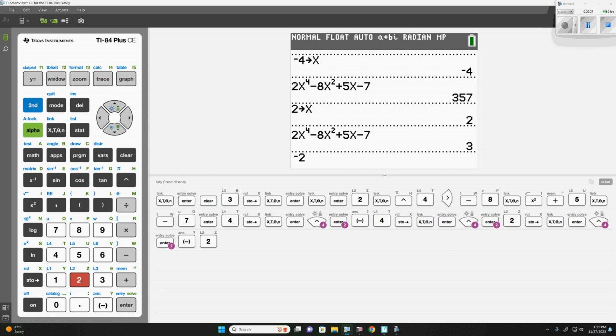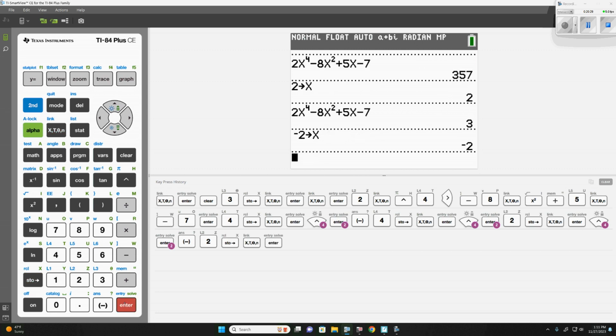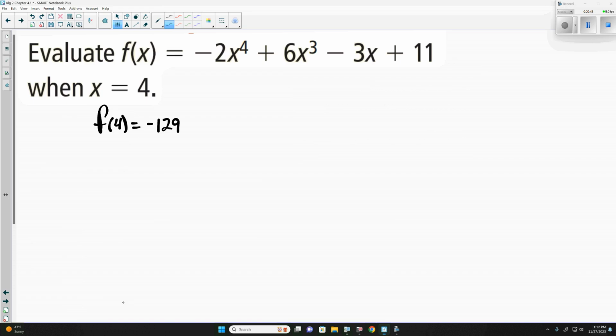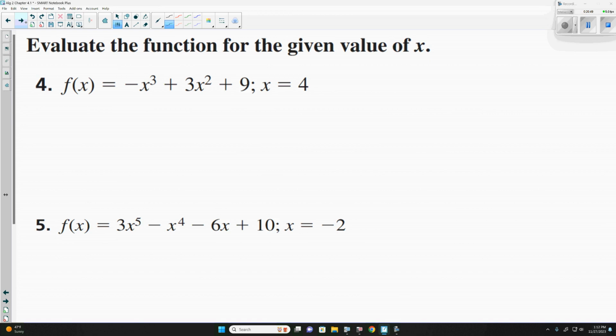Negative 2. So I could keep restoring the different number in, recall the equation, and do it a lot faster. If we're using a different equation for each number, there's not really a faster way. We feel good with evaluating.